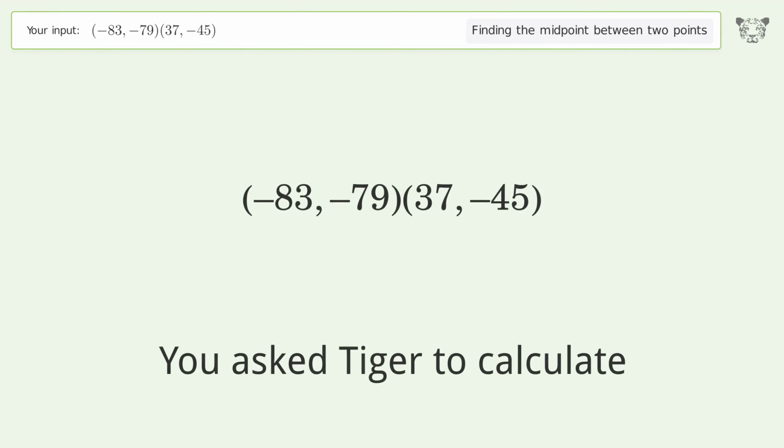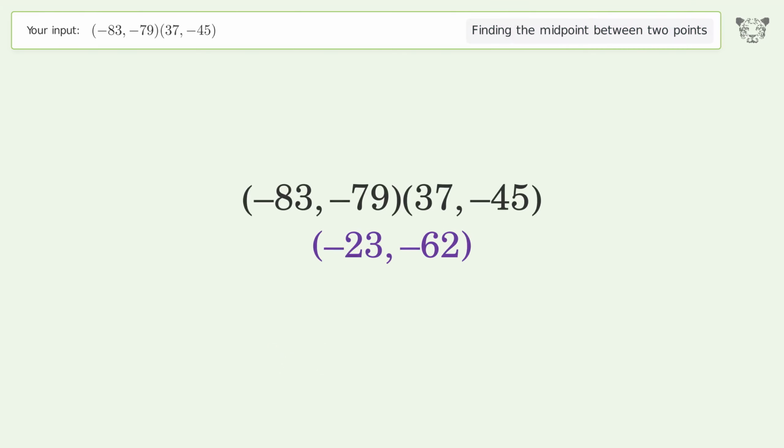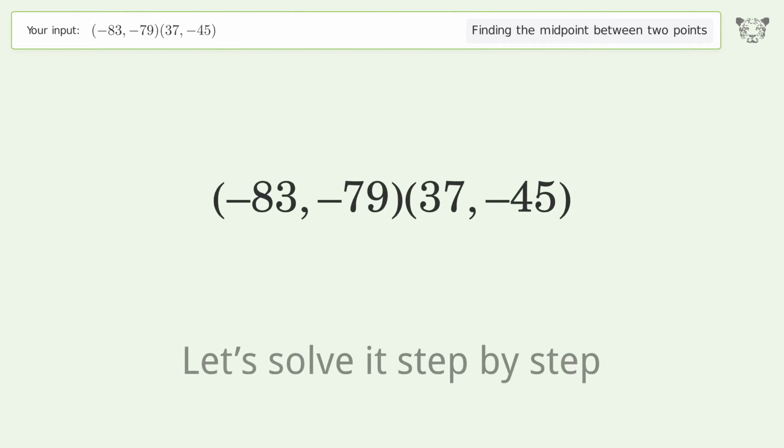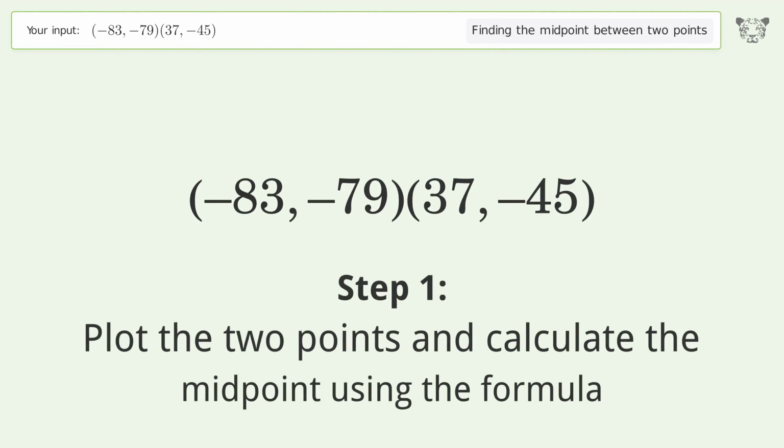You ask Tiger to calculate. This deals with finding the midpoint between 2 points. The midpoint between the 2 points is -23, -62. Let's solve it step by step. Plot the 2 points and calculate the midpoint using the formula.